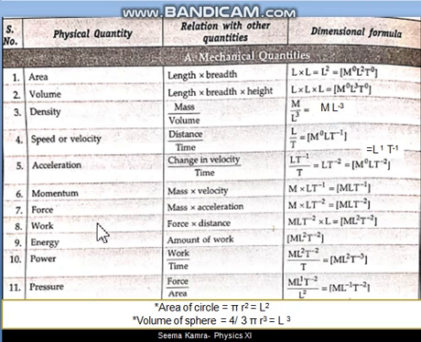Work formula is force into displacement. We need not solve force again in detail. We can learn the force formula and directly substitute here. So M1 L1 T minus 2 into distance, which is L power 1. Finally you see two L's are appearing, and if the same bases are there, powers are added. That's why L power 1 and L power 1 will become L power 2. So finally the whole formula is M1 L2 T minus 2.